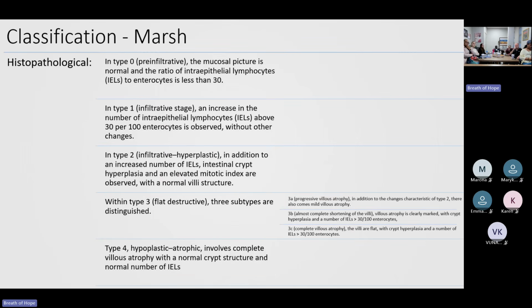So this is the histopathological classification on your duodenal biopsies. It's the Marsh classification. It basically has to do with your intraepithelial lymphocytes, the intestinal crypt hyperplasia, and villus atrophy. I'm not going to go too much into it because I'm not a histopathologist, but it's important to know that the Marsh classification from type 2 is very suggestive of celiac disease.